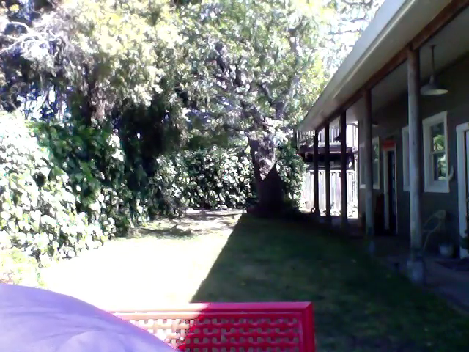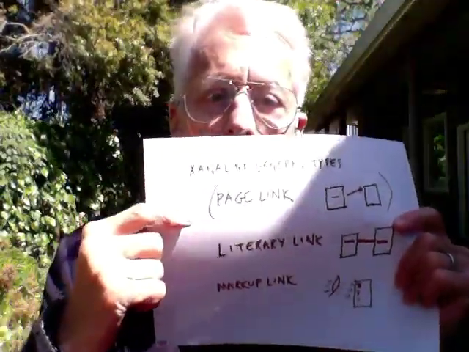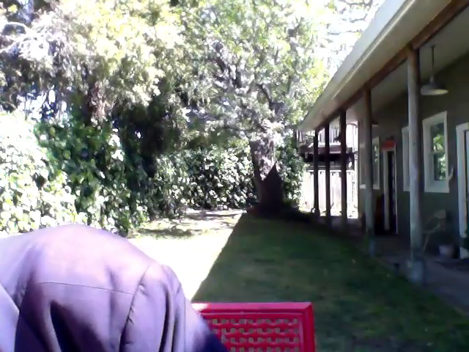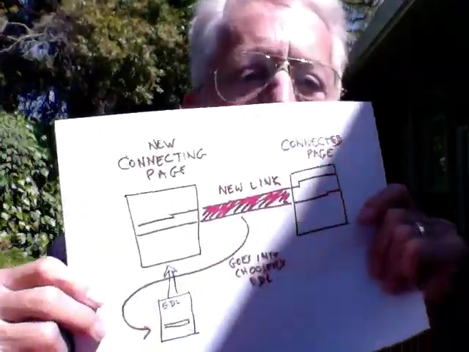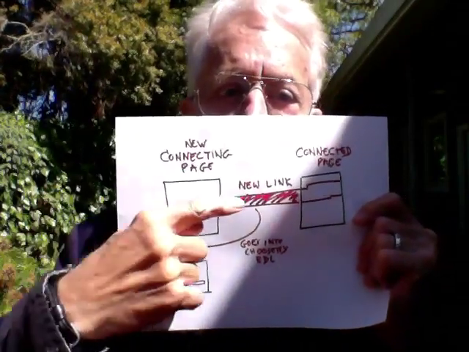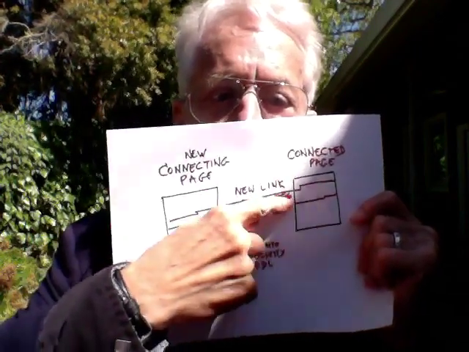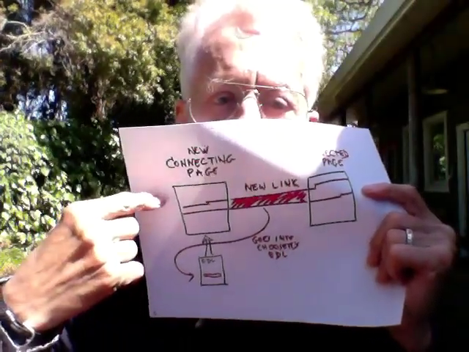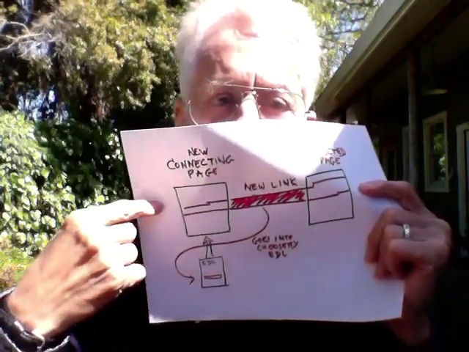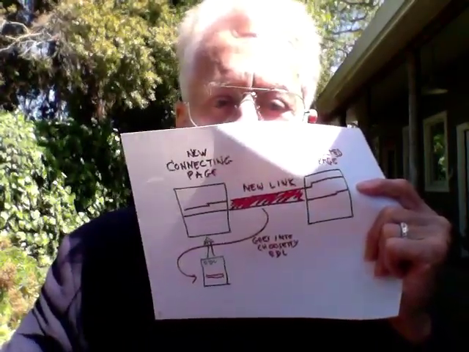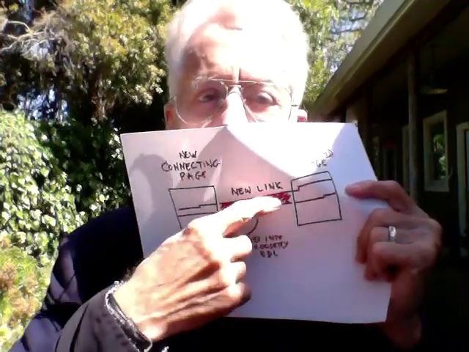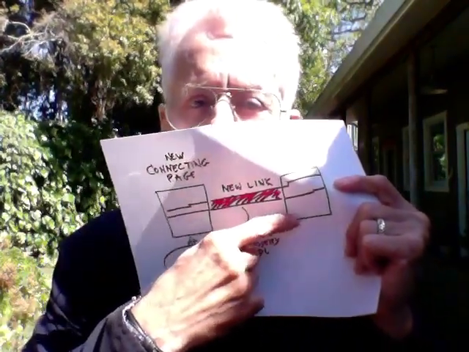Types. I mentioned page links already. Now let's talk about literary links. Let's make a new literary link. Here is a literary link being made between content on one page and content on another. The choosing page is on the left. Of course, the link is being chosen by the author of this page, but the author is connecting one page over here, the choosing page, to another, the chosen page.